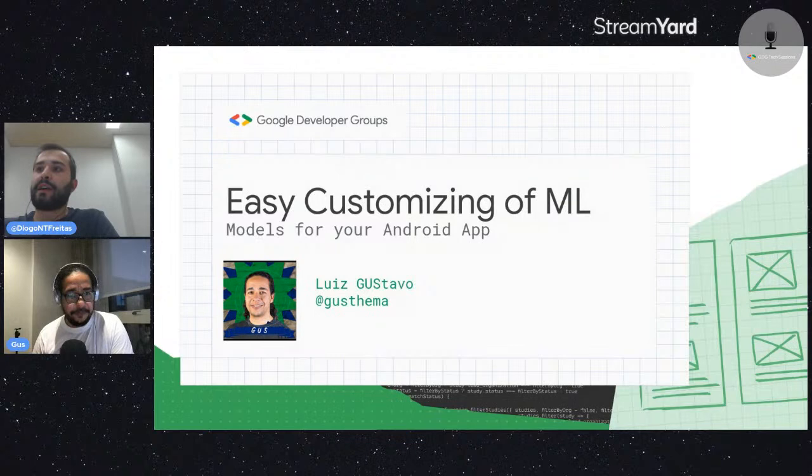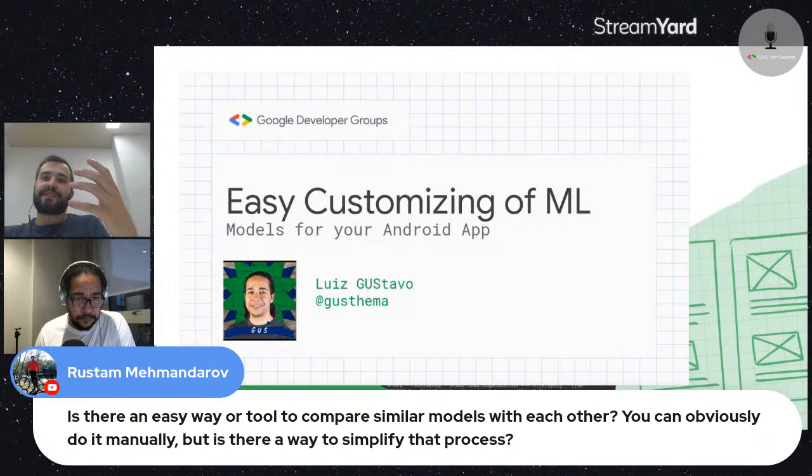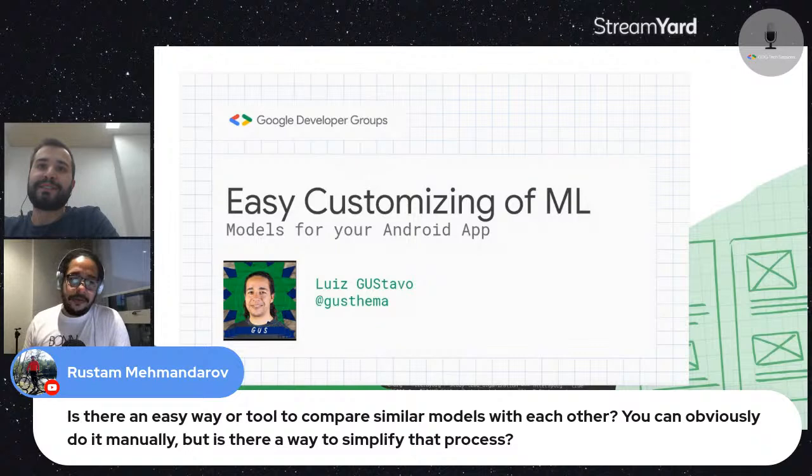Yeah. Okay. So we have another question from Rustin. I think he's talking about how you do benchmarks. I mean, how you can compare different models and decide which one is the best for your application. Yeah, so there is no good tooling for that.